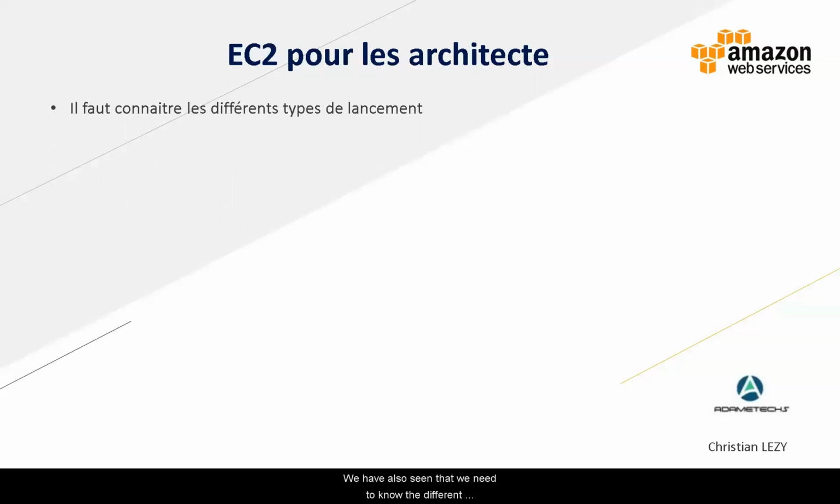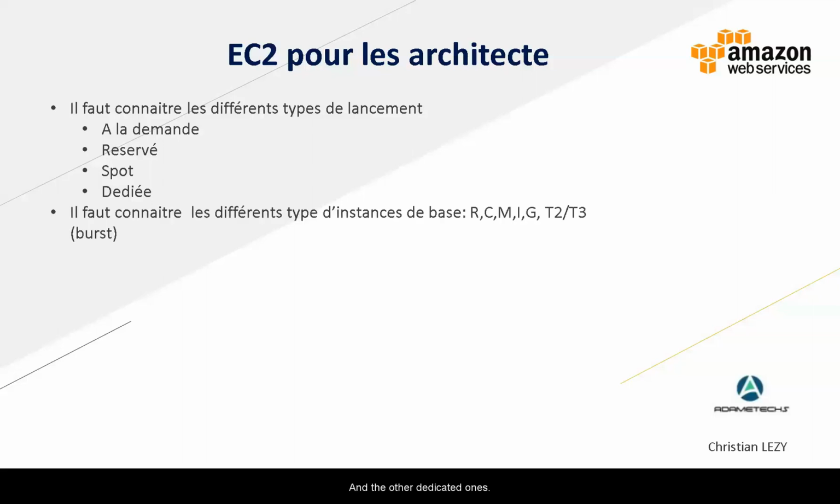We have also seen that we need to know the different types of launch. We have seen the on-demand instances that we pay per second. We have seen reserved instances, spot instances which are much cheaper, up to 90% cheaper than on-demand instances, and the other dedicated ones. It is also necessary to know different types of basic instances.